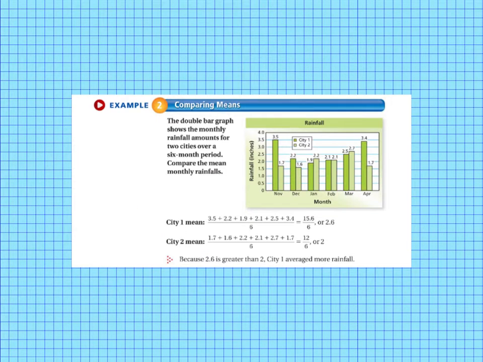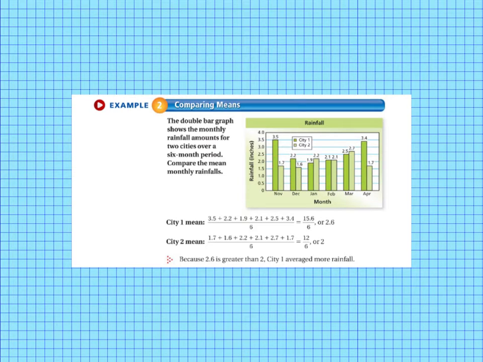For example 2, we are going to compare 2 means to one another. So our problem says the double bar graph shows the monthly rainfall amounts for 2 cities over a 6-month period. And it asks us to compare the mean monthly rainfalls. So you can see the double bar graph. It's got 6 months, November through April, and it has 2 different cities, City 1 and City 2. And you can see all their different rainfall amounts on that graph.